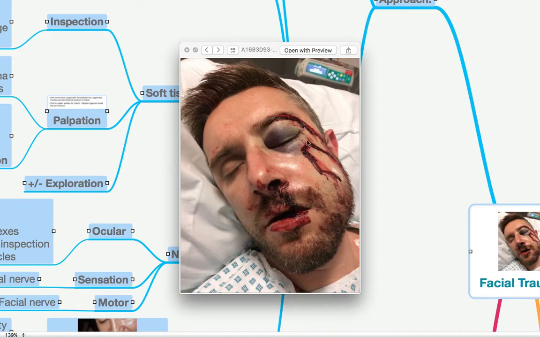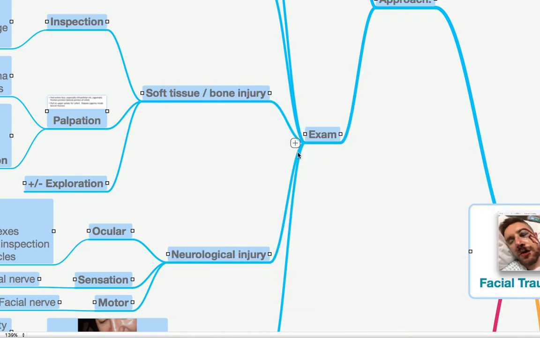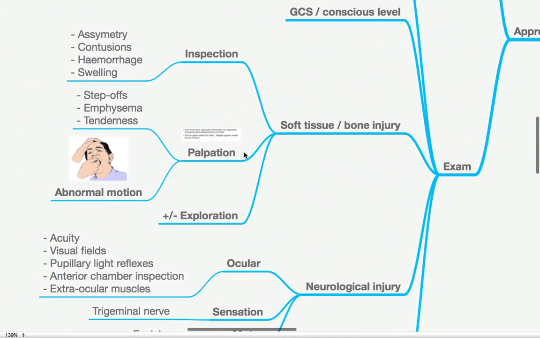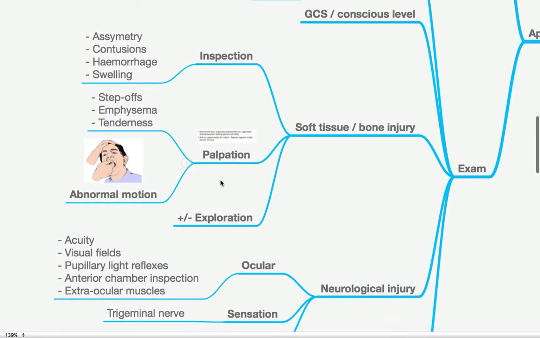You could have a fracture of the mandible. It could even be dislocated. Just take the time to look properly at somebody's face. You're actually also going to palpate the face. Check for any step-offs. Palpate along the bony margins, the anatomical landmarks that you're already aware of from our previous talk. See if there's any emphysema from disruption of any of the paranasal sinuses.